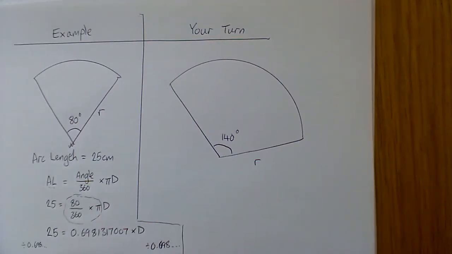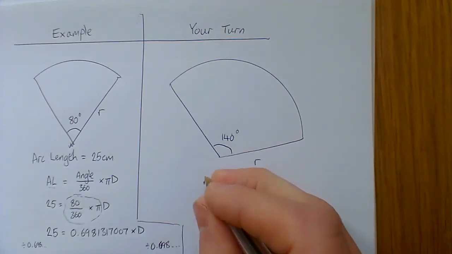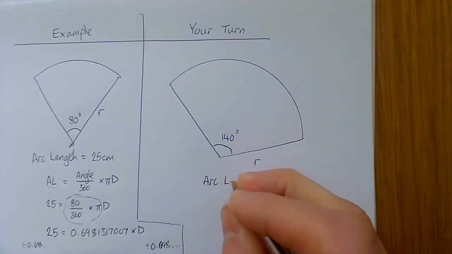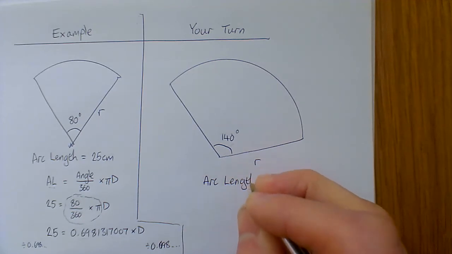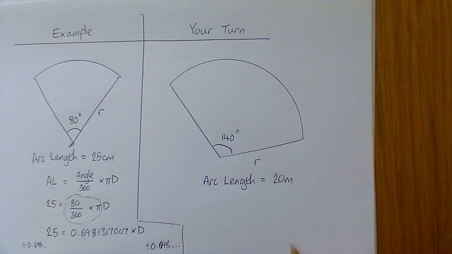So have a go. There is a sector, angle 140, and I'm going to tell you that the arc length for that sector is equal to 20 meters. And what I want you to do is find the radius. So very, very similar to what I've just done. Have a go, pause the video, and then I will give you the answer in just a moment.